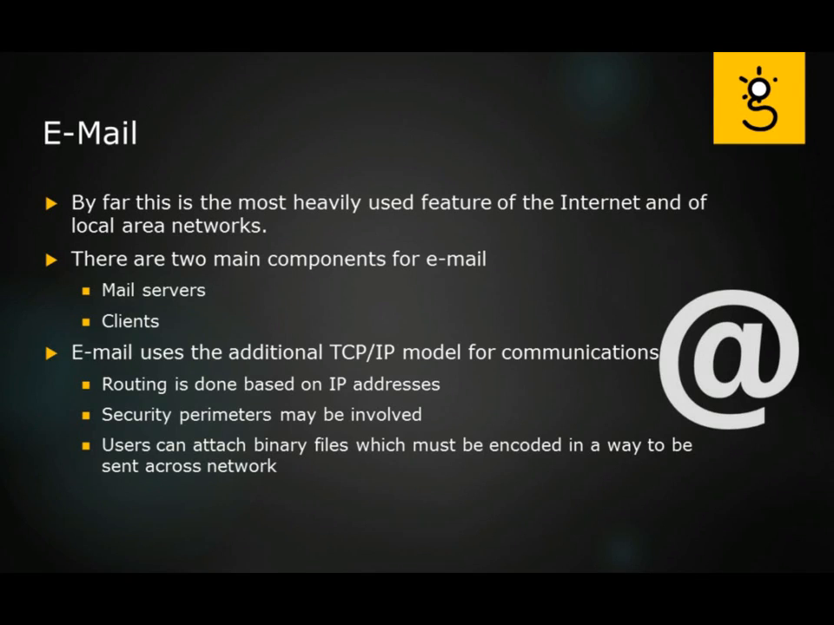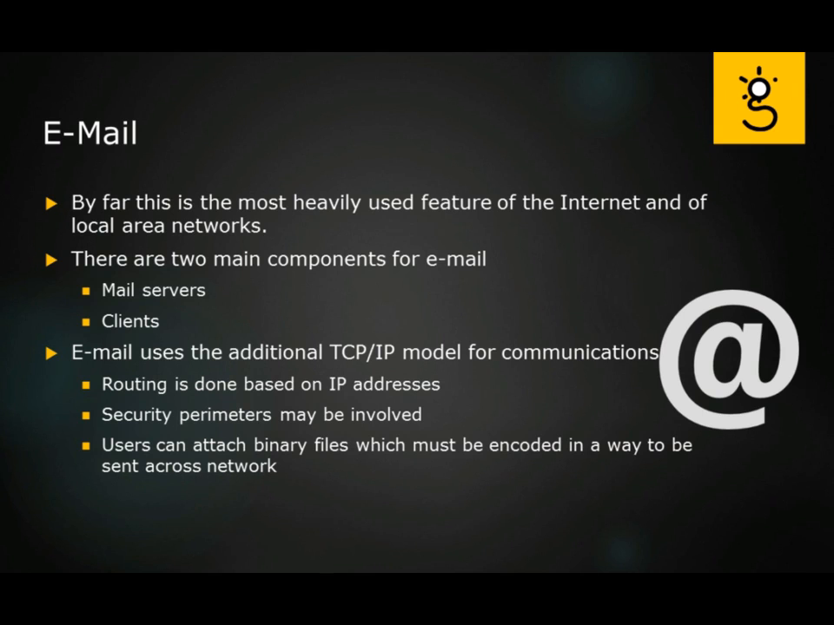Now, email is probably one of the most heavily used features of the internet now, and even in our local area networks. We have two main components for email, the mail server and the clients. Now, email uses a traditional TCP/IP model for communications. Routing is done between the servers on the IP addresses, as well as the connection from the client to the server. Now, you may have to cross security perimeters, and so those perimeters might be involved.